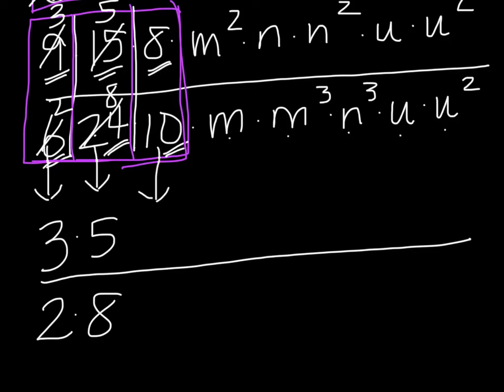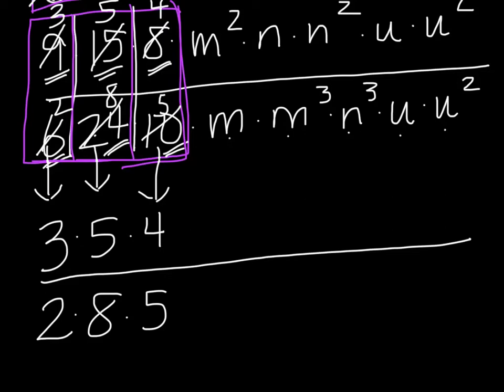Now I'm going to do this one. 8 divided by 10. Common factor, 2. 8 divided by 2 is 4. 10 divided by 2 is 5. 8 tenths simplifies to 4 fifths. And put that multiplication in there.